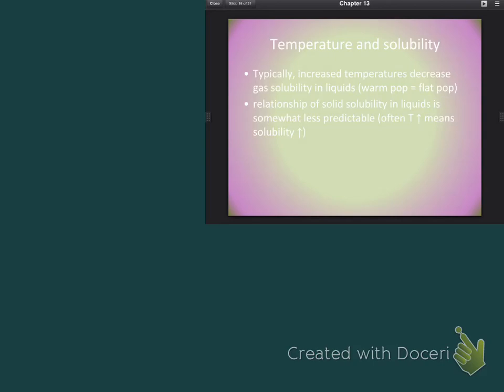Solid solubility in liquids is, we say here, somewhat less predictable. Typically, increased temperature means increased solubility. There are a few exceptions. I'm not even going to go into those. Generally, it's a direct relationship.